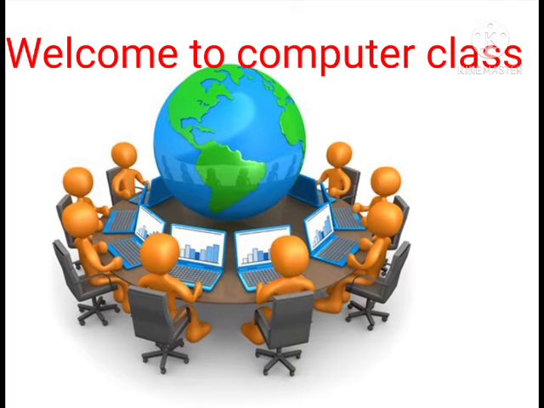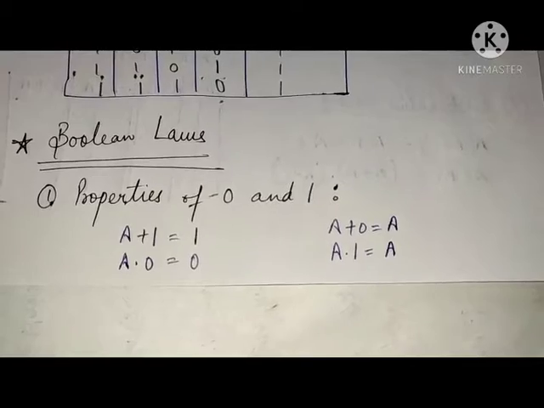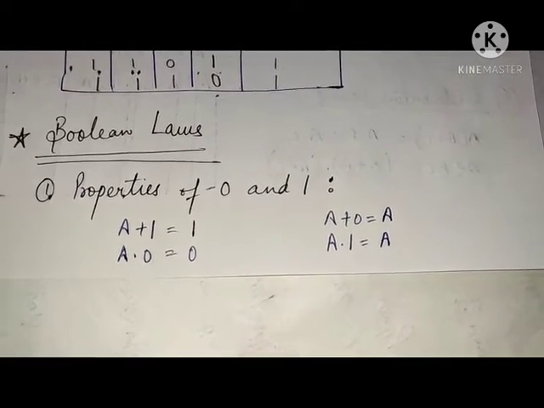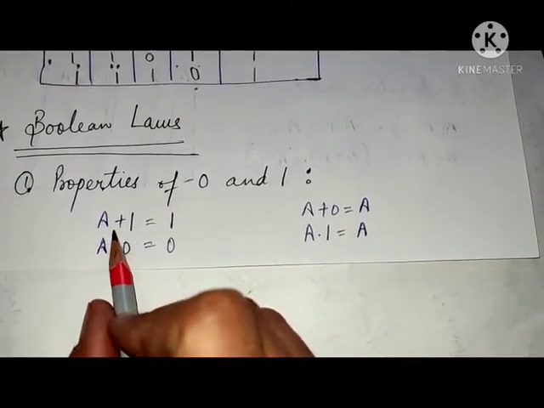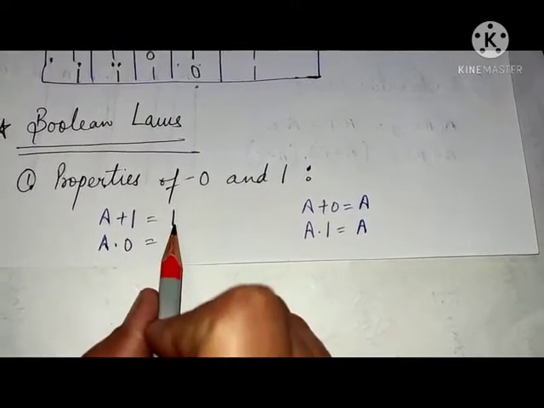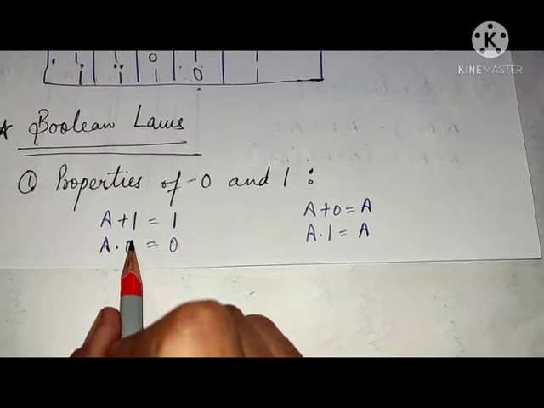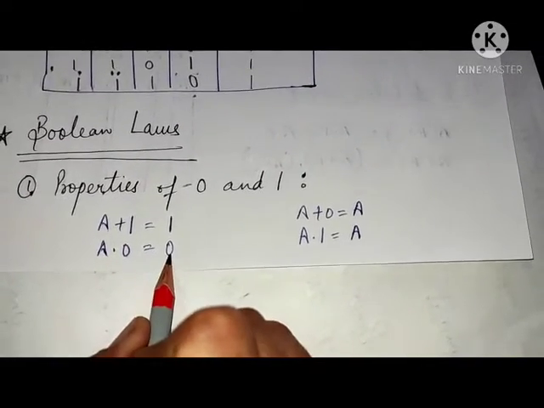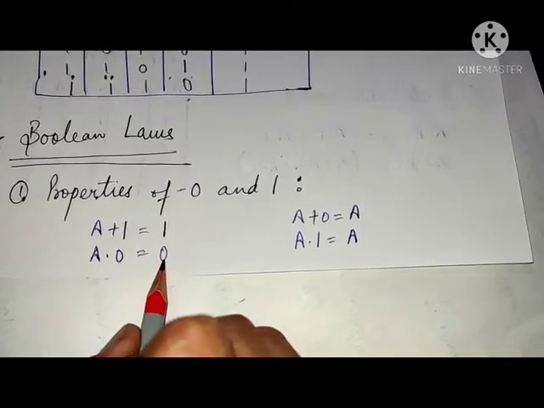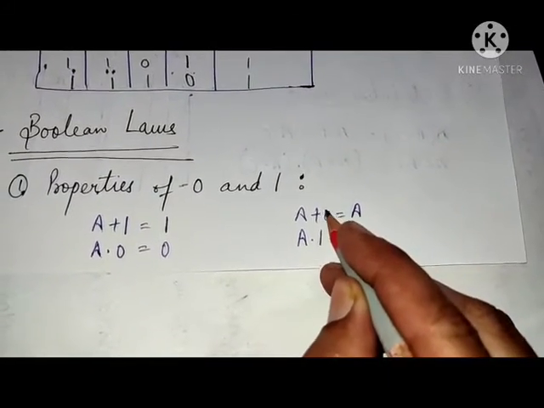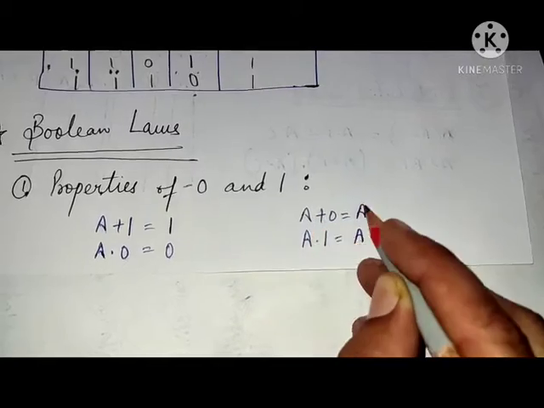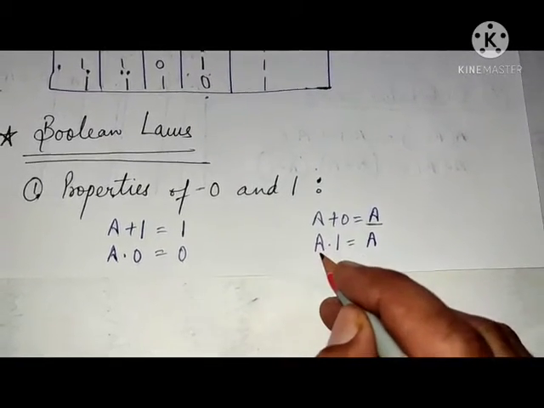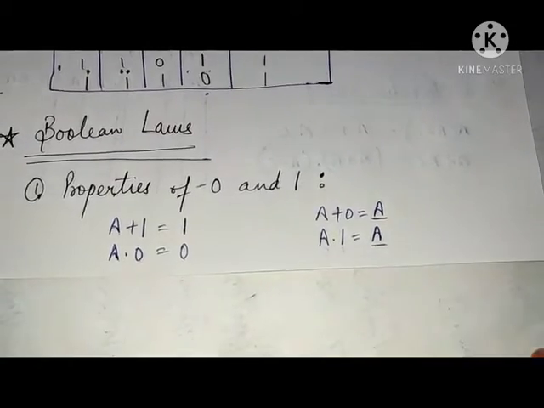Today we are going to start a very important topic, that is Boolean laws. First law is properties of 0 and 1. If we add 1 to any Boolean variable, then the result is 1. If we multiply 0 to any variable, the result is 0. And another is, if 0 is added to that variable, the result is again that variable. If 1 is multiplied to the Boolean variable, the result is that Boolean variable.